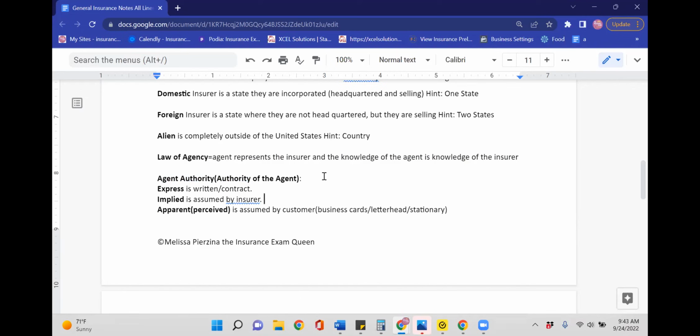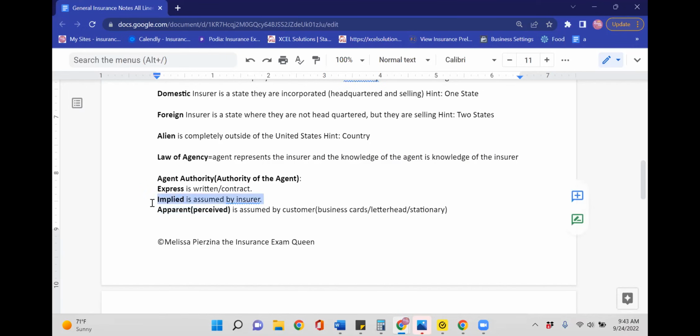So if it says you're allowed to do this, you have power to do this, you have authority to do that, that is express authority. It is written down. It is in my contract. I know I'm allowed to do it because it is expressly written. It says so right here. I can see it. I can read it. Express authority is written in the contract.